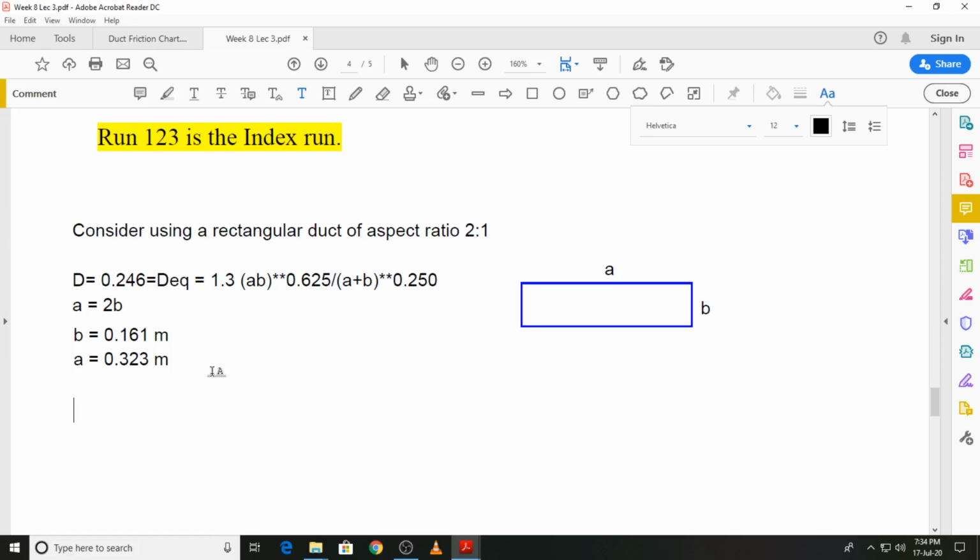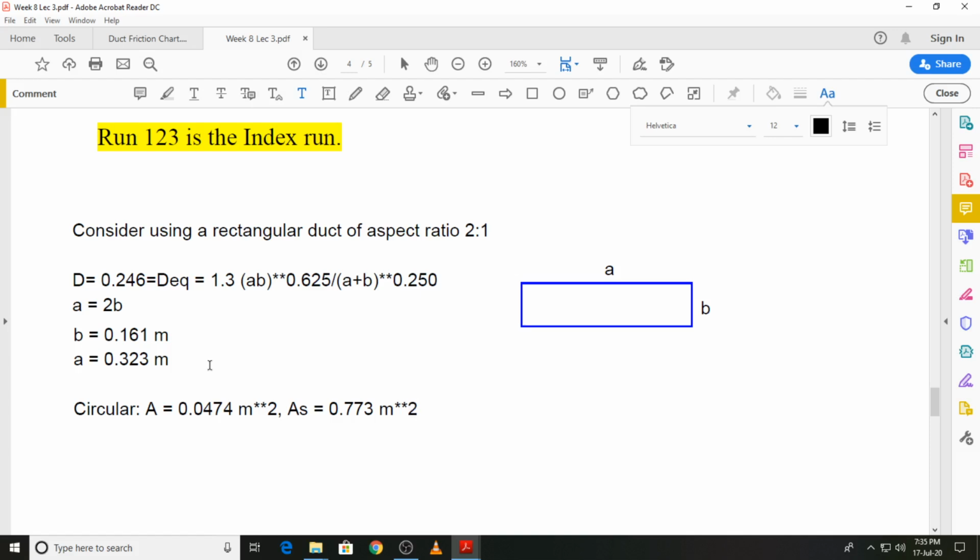If we have a circular duct, then the cross-sectional area, which is pi d square, we had already worked it out as 0.0474 square meters, and the surface area for that duct will be pi dl, assuming a unit length of 1 meter. The surface area will come out to be 0.773 in square meters.